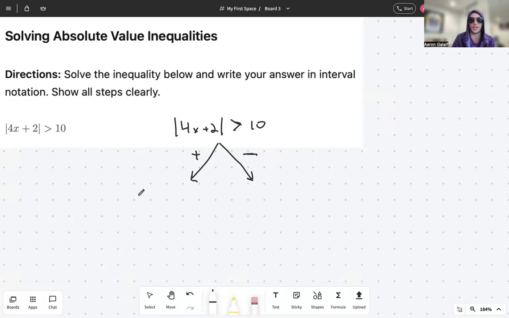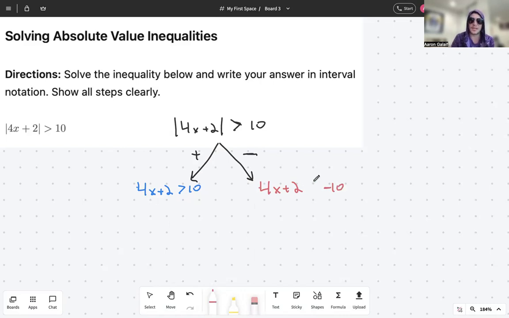We're going to separate this and create a positive equation and a negative equation. For our positive equation, let's change colors so everything's clear. For the positive equation, we're going to have 4x plus 2 is greater than 10. Basically, nothing changed. And then for our negative equation, we're going to keep the left side exactly the same, so it'll stay 4x plus 2, and then we're going to flip the sign on the right side to negative 10.